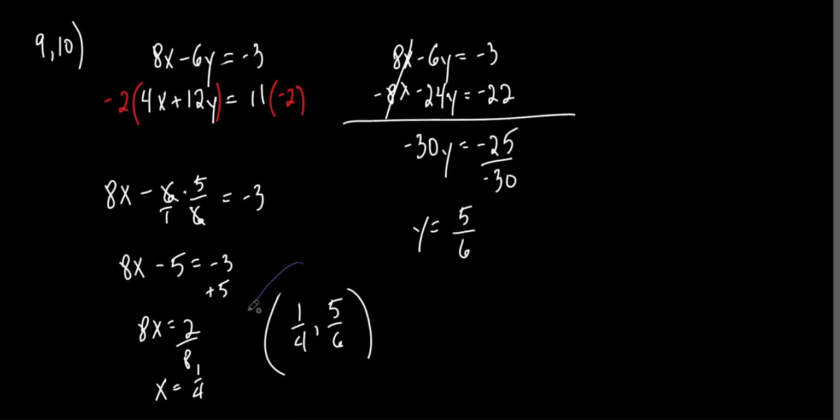This is how you need to write your answer. Okay? Don't leave it 25/30. Don't leave it 2/8. All right? Always reduce the fractions. Put the x first, then the y second, ordered pair, you're good to go. Let me check. Yep, that is the answer they give you. It's just the way they're made.